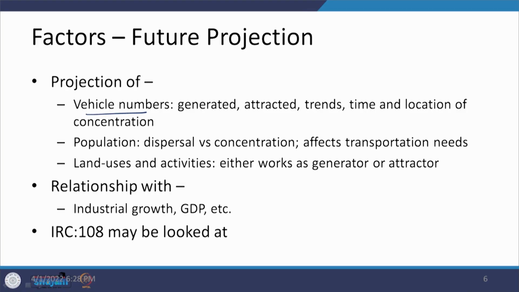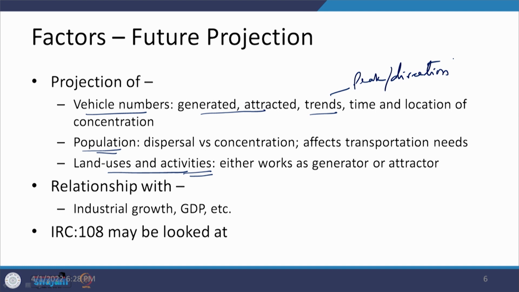So, we need to see how many vehicles there are, what the population is, and what the land use and activities are going to be. The reason is that these vehicle numbers are going to be generated or attracted by the land uses or the activities in an area. And when they are attracted to an area, what type of trend is there in their movement, at what time the peak comes up, or in which direction the movement is more.